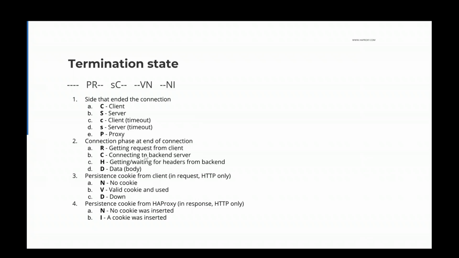The second letter tells you the connection phase at the end of the connection, so what phase it ended in. You can see if HAProxy was trying to get the request from the client, if HAProxy was trying to establish a TCP connection to the backend server, if it was waiting for headers, or if it was transferring the body of the request. In TCP mode, you're not going to have most of these. You're pretty much just going to see C when it's connecting to the backend server, or D for bodies, because it does not try to get a request, nor does it wait for headers.